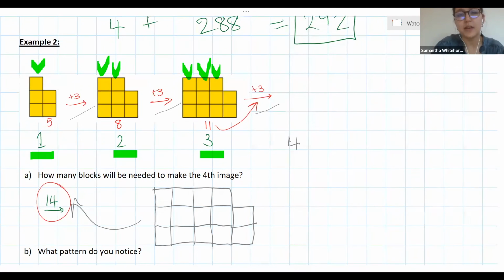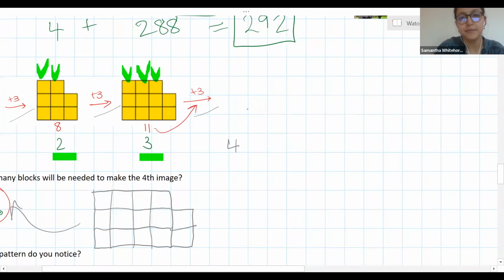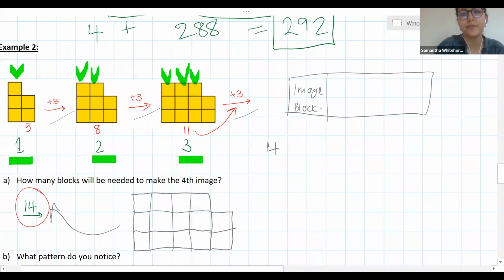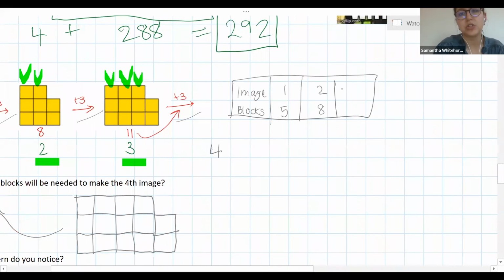So if I draw a very, very crude table here, and we talk about what image we're on. Ooh, please excuse the dogs barking in the background. And then the number of blocks that I have. So image 1 had 5 blocks. Image 2 had 8 blocks. Image 3 had 11 blocks. And image 4, we established had 14 blocks. Okay, it's a beautiful table. We can just pretend it's fine.